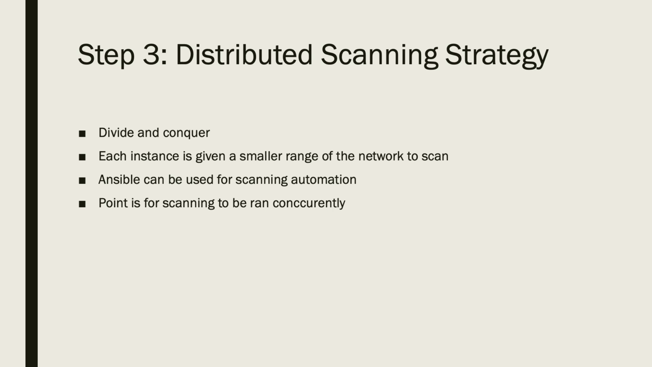So for step 3, we're talking about strategy. As I mentioned earlier, divide and conquer. So each instance is going to be given a smaller range of the network to scan. There are tools that allow you to do this, such as Ansible, but you can also manually go into these instances and run the scans at the same time. That's the whole point, though, is to run them at the same time, concurrently and in diverse regions.